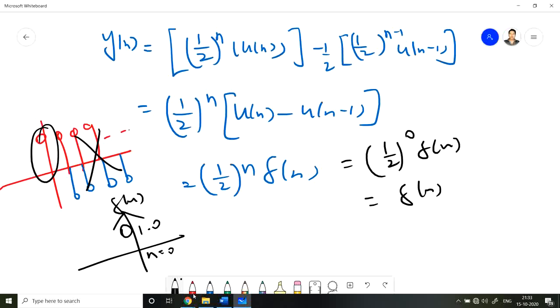So the solution of this problem is del n. Okay, so we have found that the impulse response, the response of the system, is nothing but del n. So basically the response of the system yn is equal to del n here.